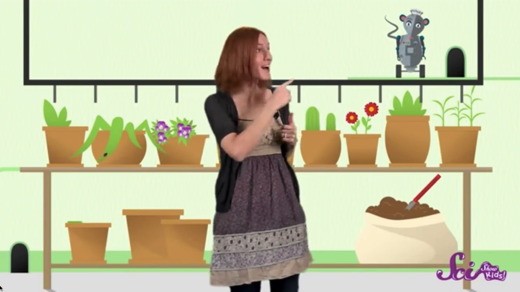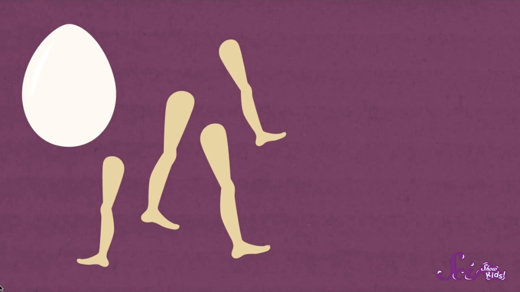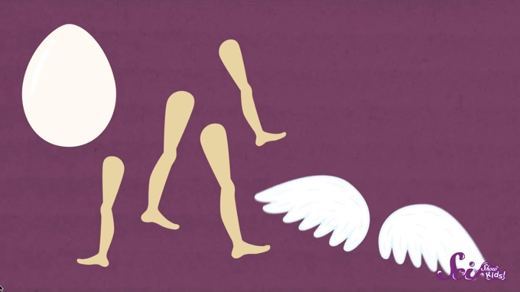Hi guys, Squeaks and I have been solving riddles all week. I thought you might know this one. What starts its life as an egg, then it walks on many legs, and then it uses wings to fly? A butterfly! I bet you've seen a butterfly.